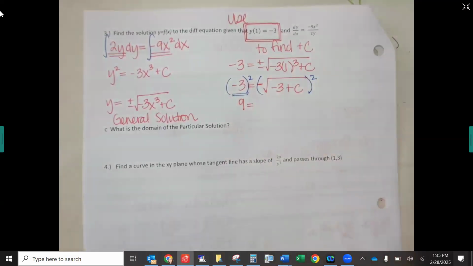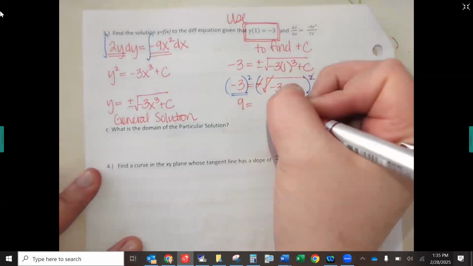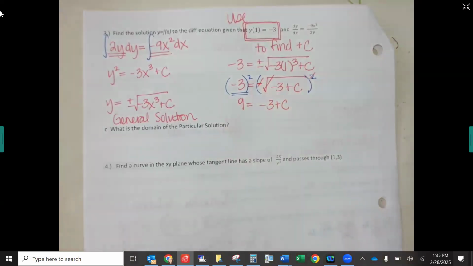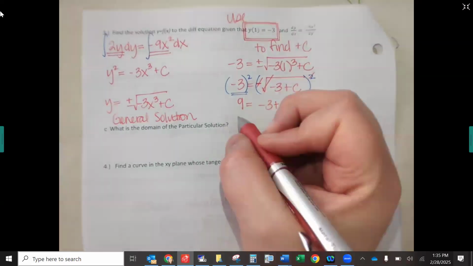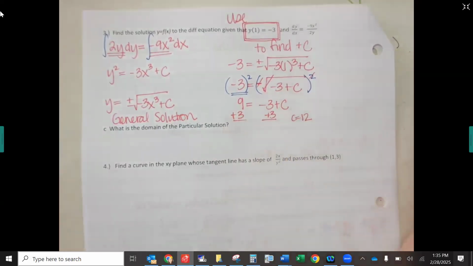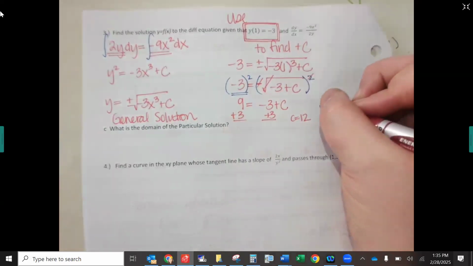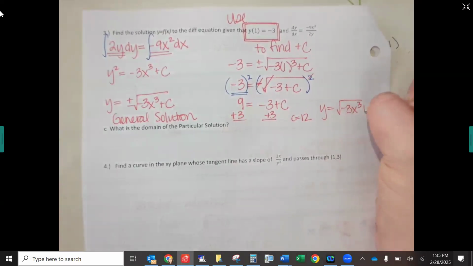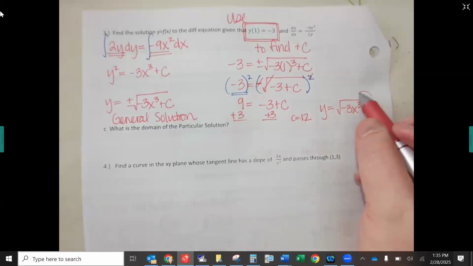+9. And then on this side, it's a negative root times another negative root. The negatives cross out and the square root crosses out. So you're just going to keep the -3 plus C. When I say the negative crosses out, I'm talking about the one on the outside. Then from there, add the 3 across. What's your C? 12 is correct. So then your particular solution should be y equals -3x cubed plus 12. Is that right?